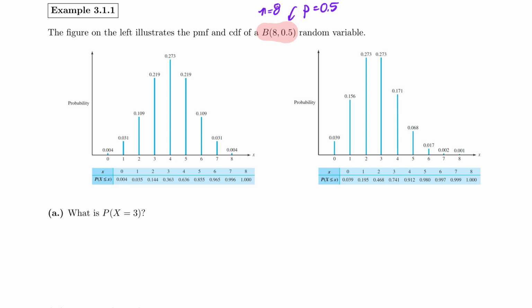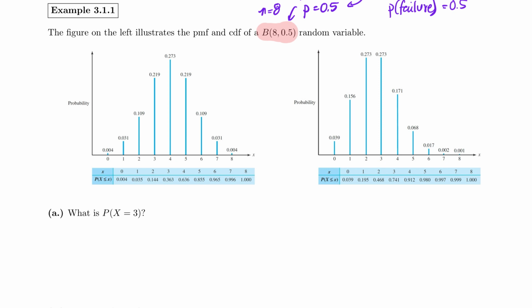Something to think about then is, what is our probability of failure? This is our probability of a success here, so our probability of a failure is also 0.5. So this is what we might call a symmetric binomial distribution. And it's all about that probability. If that probability is 0.5, it's automatically symmetric.